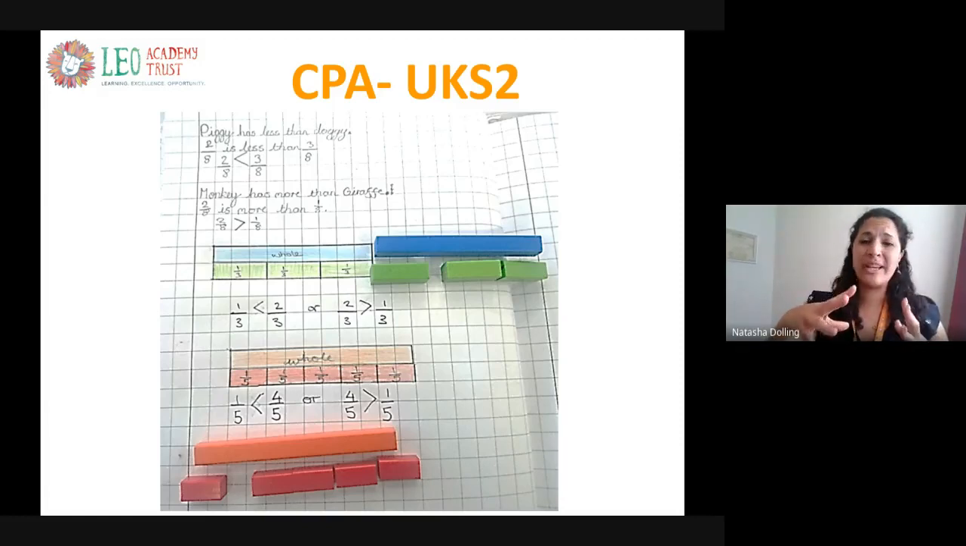So here we've got some Cuisenaire rods to help children compare fractions. You've got the concrete Cuisenaire rods as your concrete resource. The pictorial is where the children have drawn them out and drawn them as a bar model. And then the abstract notation underneath is where they're actually comparing. So this was an example from year 6 of CPA in one lesson.